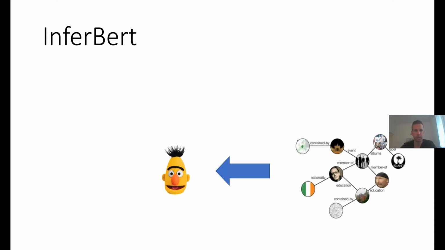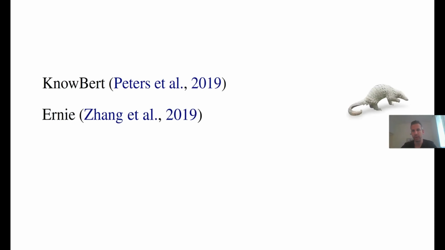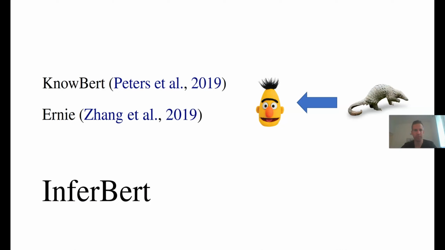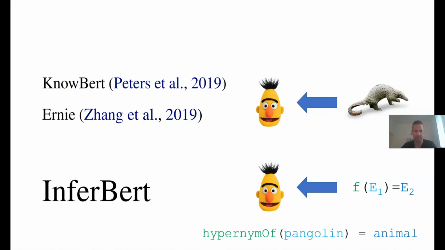To that end, we have developed InferBert, a method to enhance language models with relational knowledge, the facts, from a knowledge base. In contrast to recent knowledge enhancement approaches such as KnowBERT and ERNIE that inject knowledge about individual entities, such as pangolin, InferBert informs the language model about the relation between a pair of entities that are involved in the inference instance. For example, hypernym of pangolin is animal.